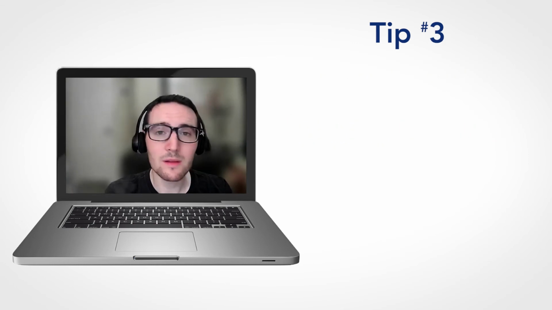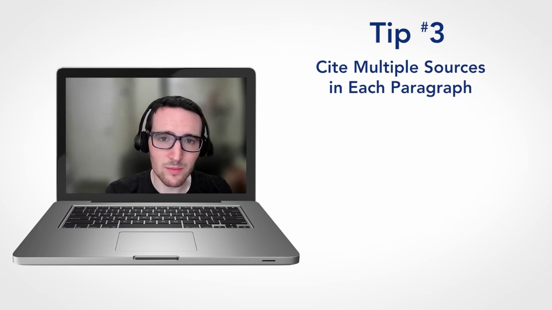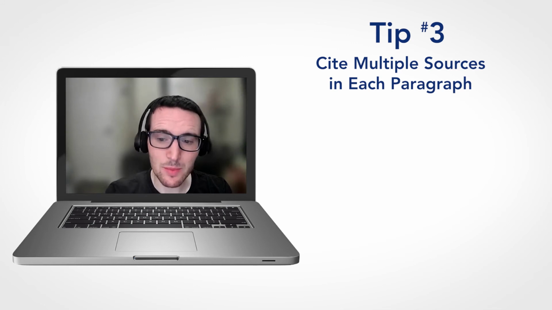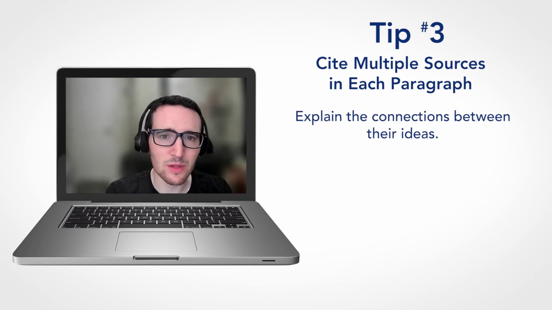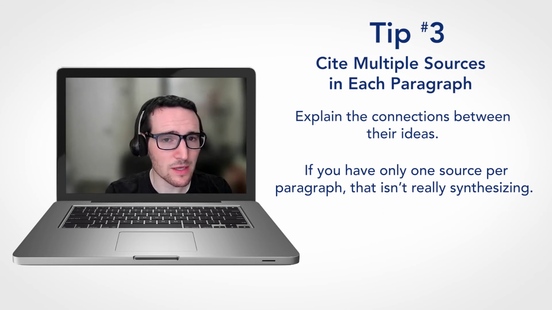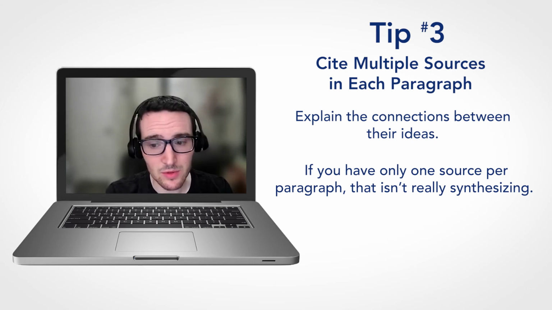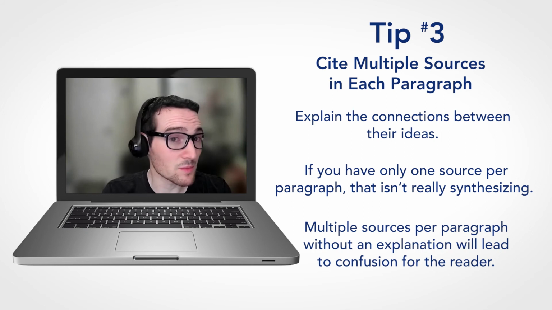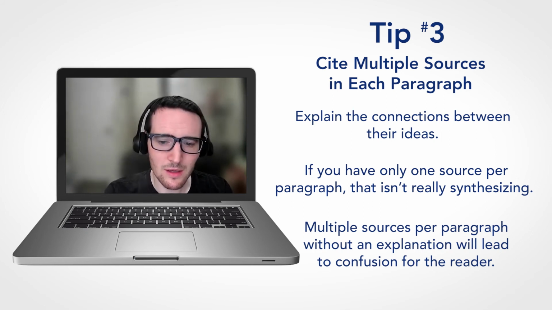For that, tip number 3, when writing, be sure to cite multiple sources in each paragraph and explain the connections between their ideas. So if you have only one source per paragraph, even if you're citing that multiple times, you're not really synthesizing. Again, you're summarizing and moving on to something else. Similarly, if you have multiple source citations from different sources in the same paragraph, but you don't explain how they connect, then those connections will not be clear to your reader. You're not doing the crucial work of putting these sources in conversation.